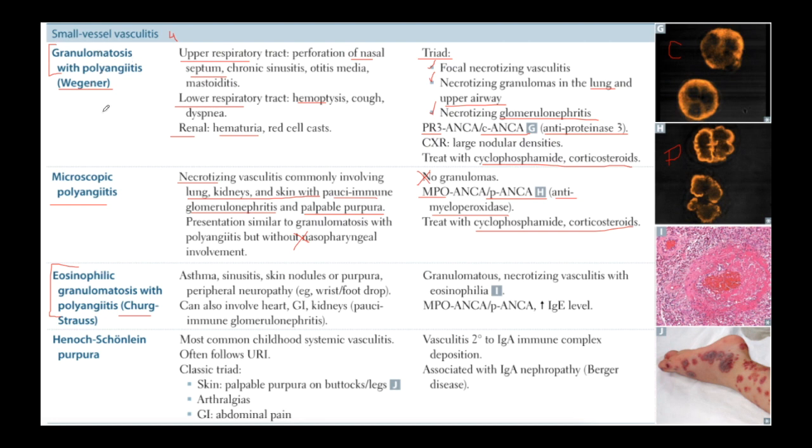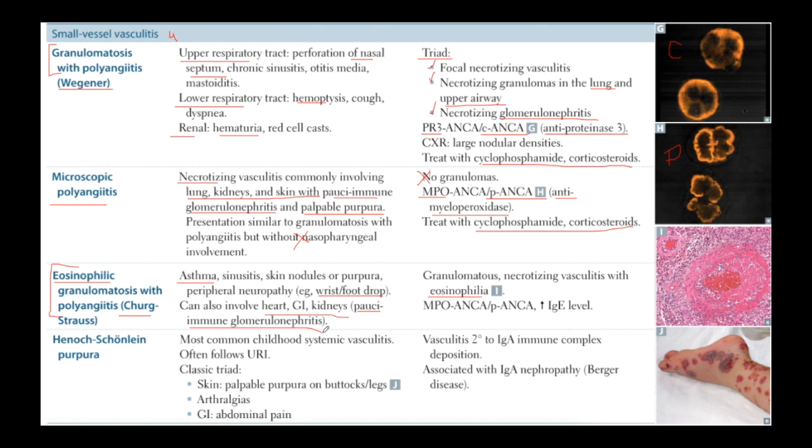So a little similar to this name, except we have lots of eosinophils going on. So eosinophilia. Symptoms here, again, include asthma, sinusitis, skin nodules or purpura, and peripheral neuropathy. That can present as wrist or foot drop. It can also involve the heart, GI, kidneys. Again, you also see a pauci-immune glomerulonephritis going on.